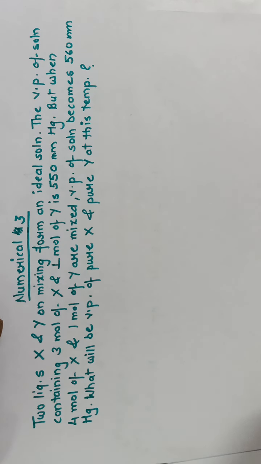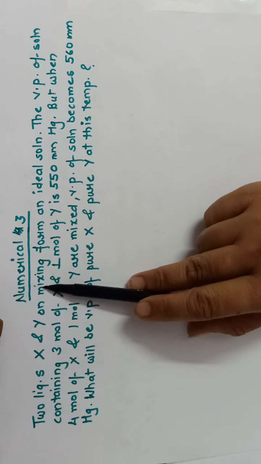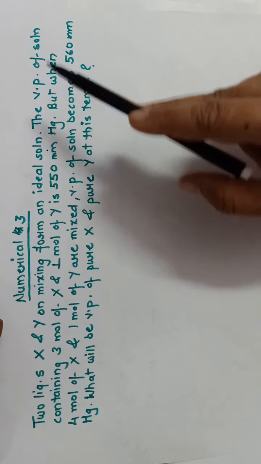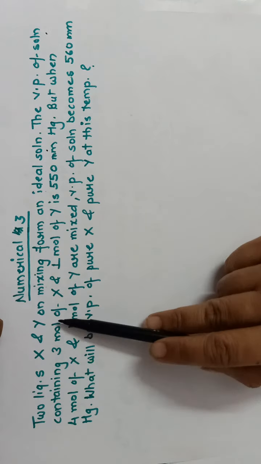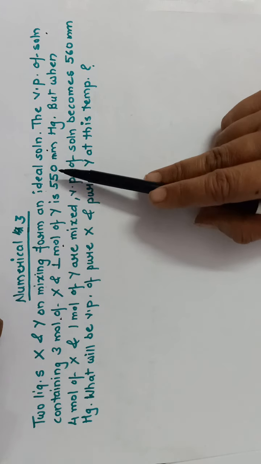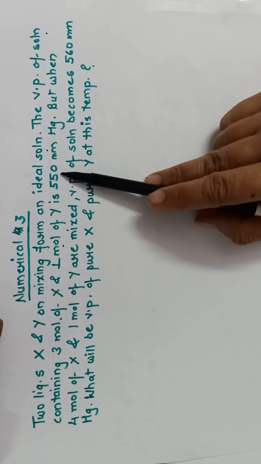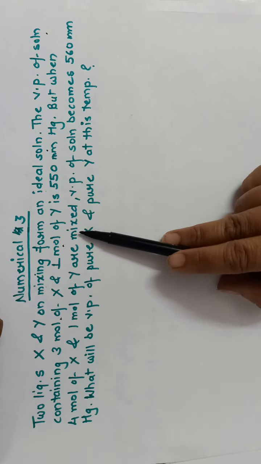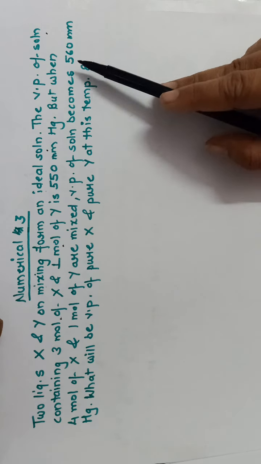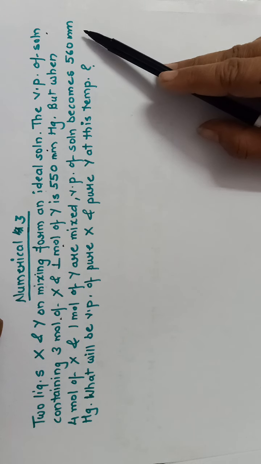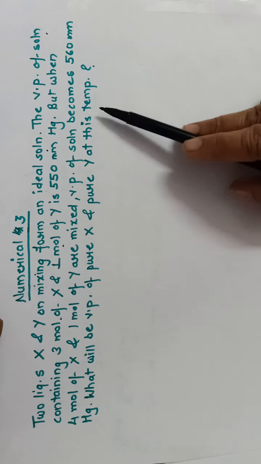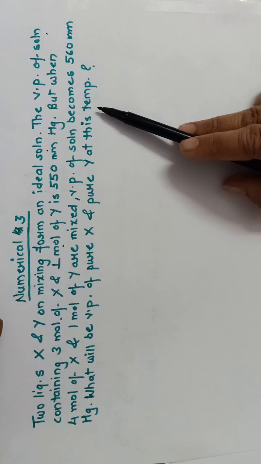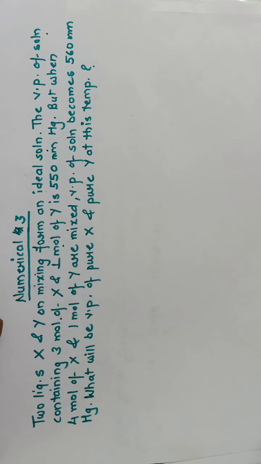This is your next numerical. Two liquids X and Y on mixing form an ideal solution. The vapor pressure of solution containing 3 mole of X and 1 mole of Y is 550 millimeter of mercury. But when 4 mole of X and 1 mole of Y are mixed, vapor pressure of solution becomes 560 millimeter of mercury. What will be the vapor pressure of pure X and pure Y at this temperature?